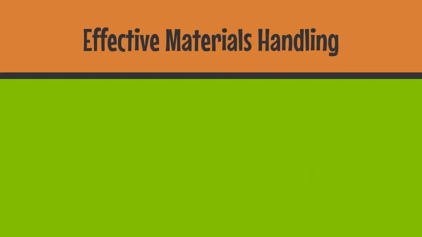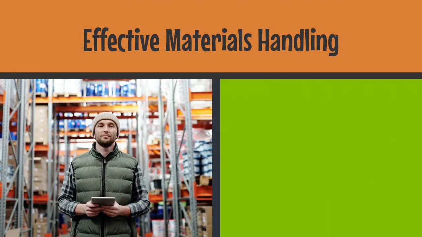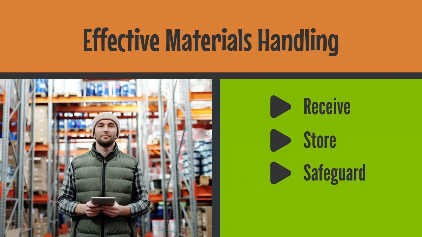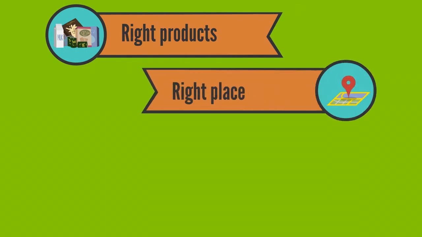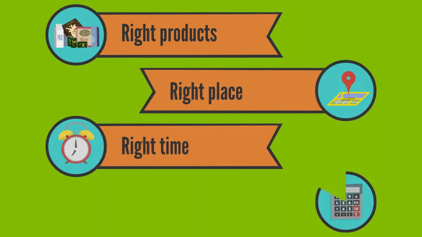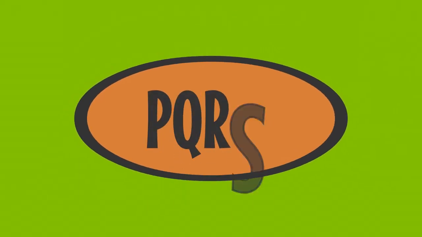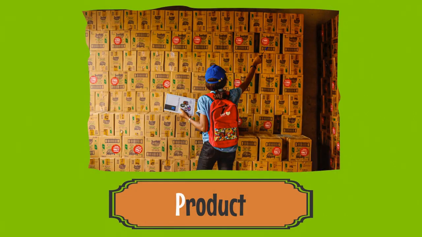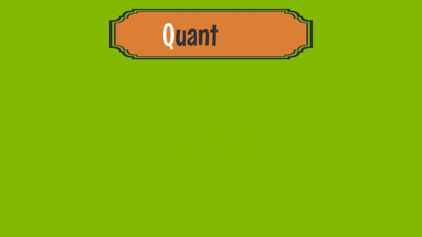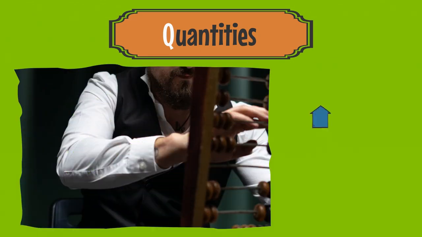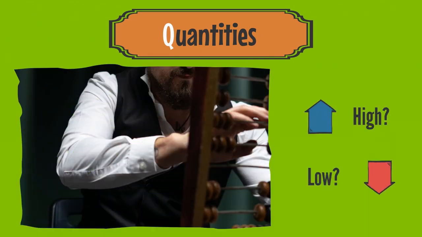Effective materials handling is concerned with the most cost-efficient way to receive, store, safeguard, and dispatch the right products to the right place at the right time in the right quantity. A useful acronym that can be used is PQRST. P describes the nature of the product being handled. Q describes the quantities that need to be managed. Is the volume high or low?